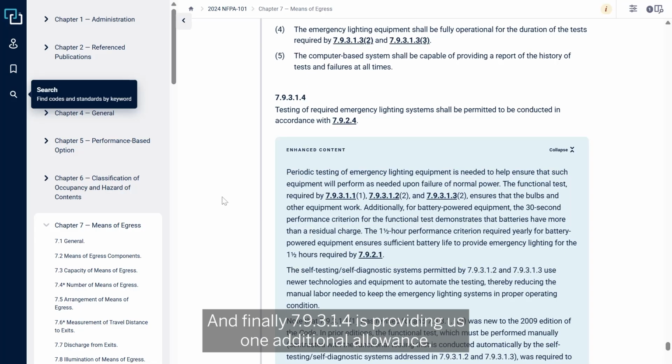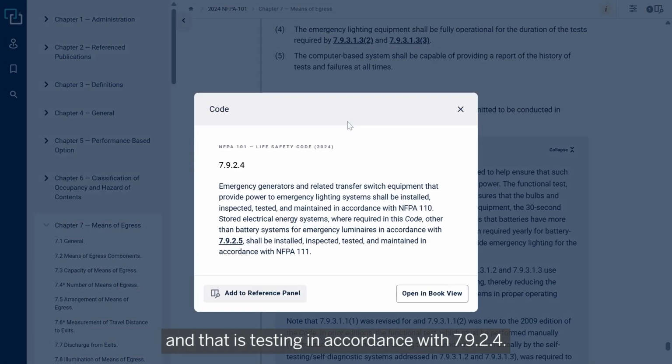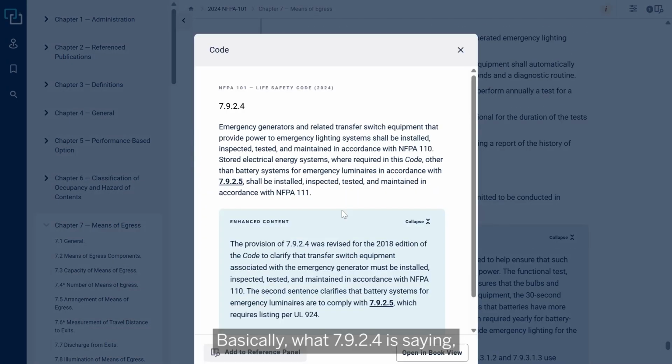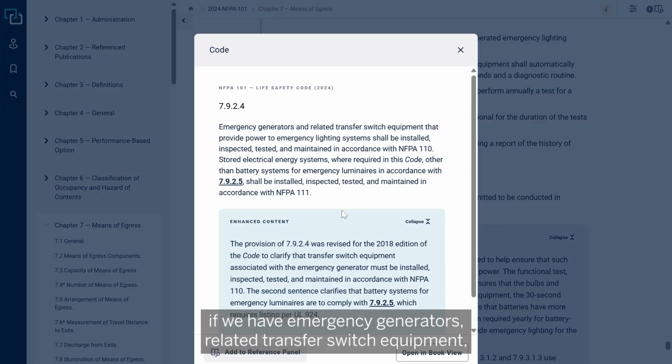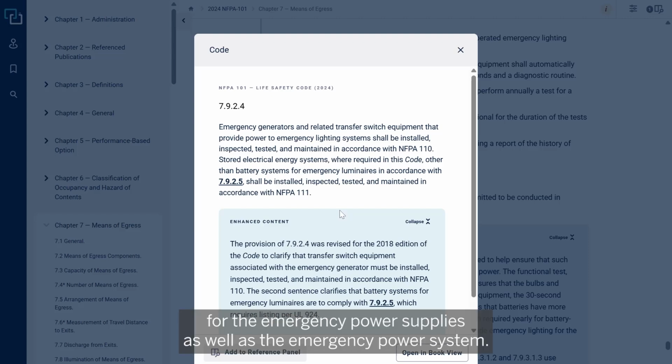And finally, 7.9.3.1.4 is providing us one additional allowance, and that is testing in accordance with 7.9.2.4. Basically, what 7.9.2.4 is saying, if we have emergency generators, related transfer switch equipment, and those emergency systems, they need to be tested in accordance with NFPA 110 and NFPA 111. And those are the standards for the emergency power supplies as well as the emergency power systems.